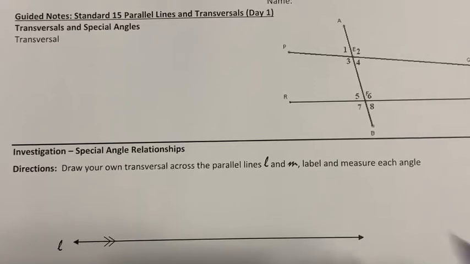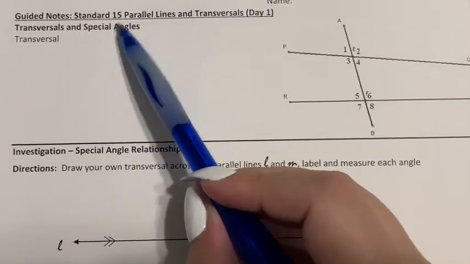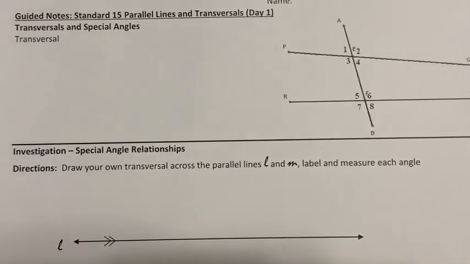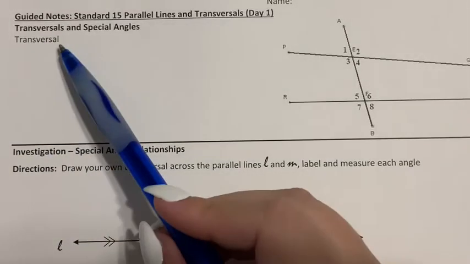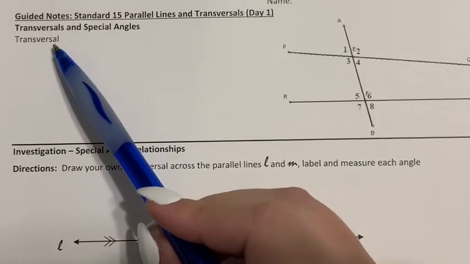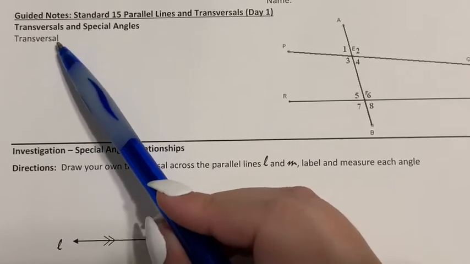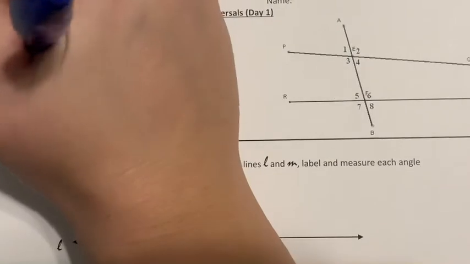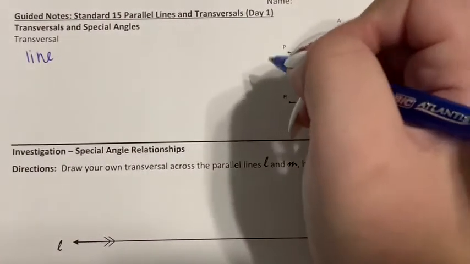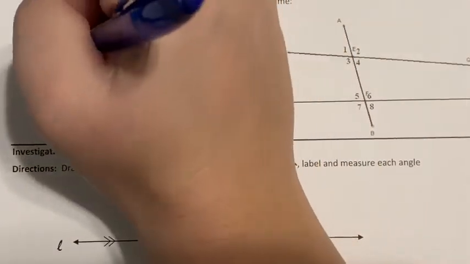Hi everybody, we're going to take a look at guided notes for standard 15, parallel lines and transversals. So what exactly is a transversal? If we're going to look at transversals and special angles, we need to know what this term is. A transversal is a line that intersects two or more coplanar lines.